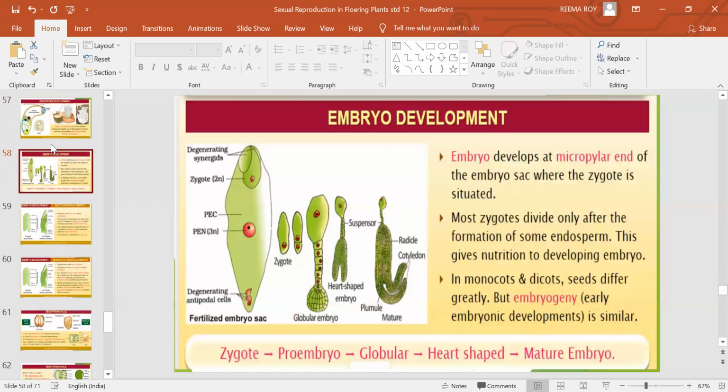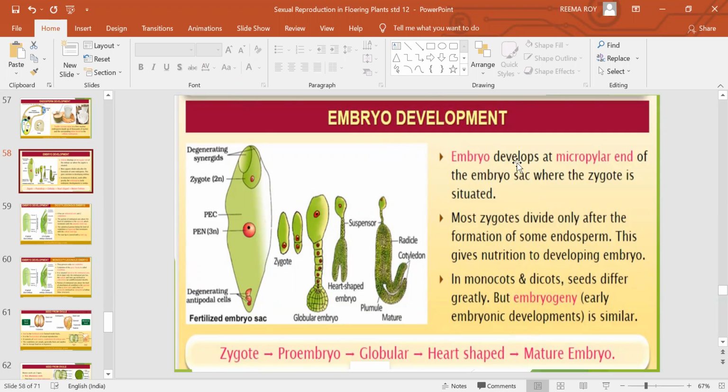Embryo develops at the micropylar end. This is a nuclear, central nuclear area. This is the zygote area. Zygote will form into embryo. Where? Which end is it? Micropylar end. Micropylar end पर क्या आएगा? Pollen tube रहेगा. यहाँ से क्या आता है? Male gametes आते हैं. This is the micropylar, और opposite end को क्या बोलते हैं? Chalaza end. Chalaza end में antipodal cells हैं, वो fertilization में degenerate होते हैं. See, it is mentioned as degenerating antipodal cell.